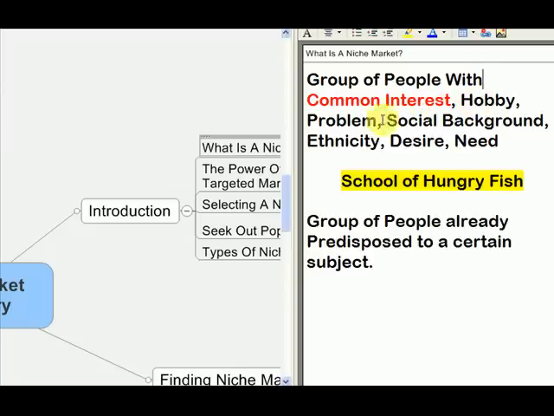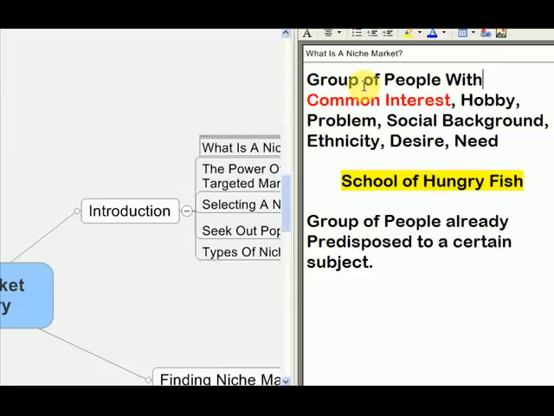So I've listed hobby, problem. So you could say it's a group of people with a common hobby, a group of people with a common problem, a group of people with a common social background, a group of people with a common ethnicity, a group of people with a common desire, and a group of people with a common need. And you could just say a group of people with something in common. That's another way of saying it.